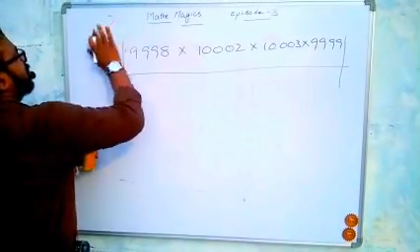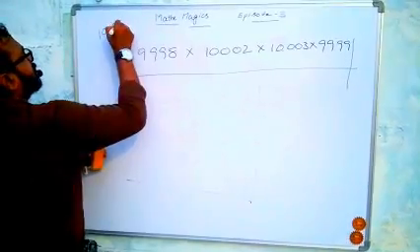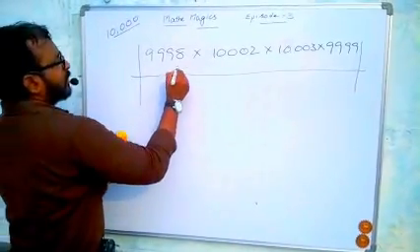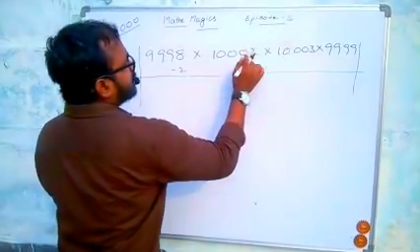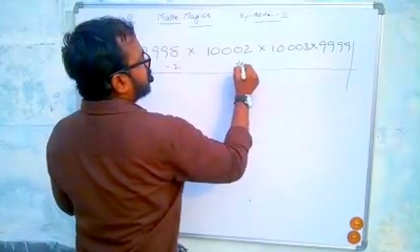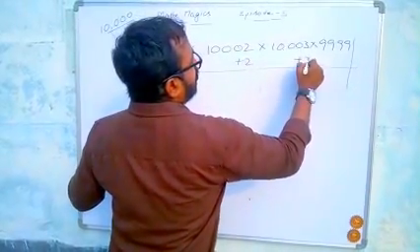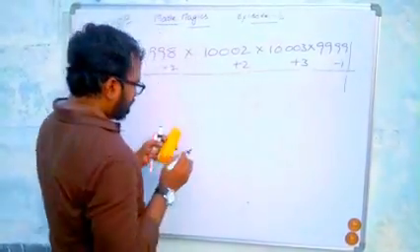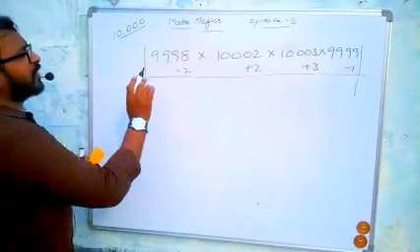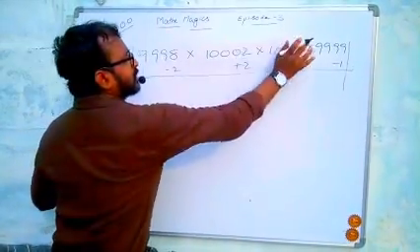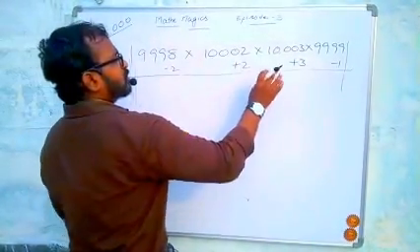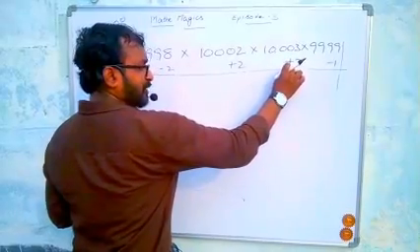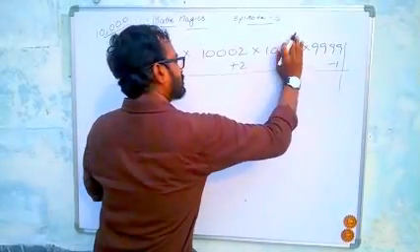Its base is 10,000. Its base is 10,000. The first value is minus 2, the next is plus 2, then plus 3, and minus 1. Here also we can close any one of the values, this one or this one. Any one. It is better to close the maximum value. Wherever the maximum value is, you close that itself.